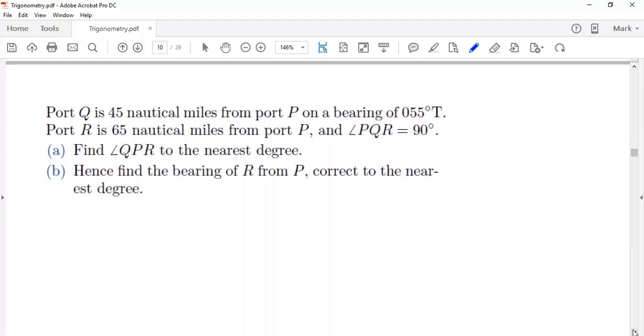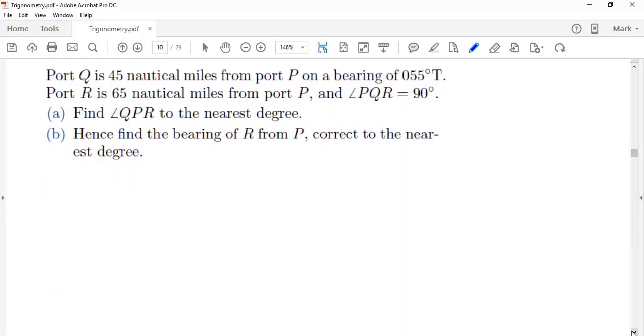Remember, the hardest part is getting the diagram. Port Q is 45 nautical miles from port P on a bearing of 55 degrees. Then port R is 65 nautical miles from port P and angle PQR equals 90. Let's just start. We'll start off with P first.